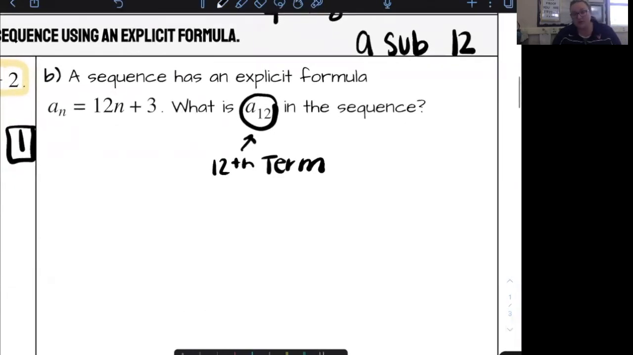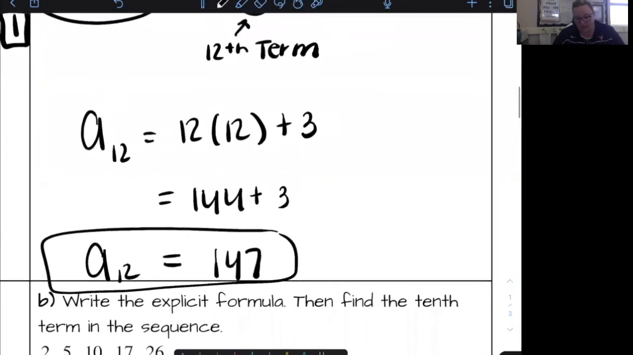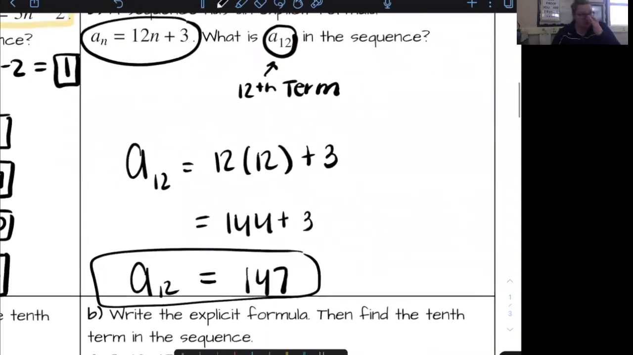So I want you to go ahead and find a sub 12 on your own using the given explicit formula. Go ahead and give it a shot. So I got a sub 12, or our 12th term, is 147.